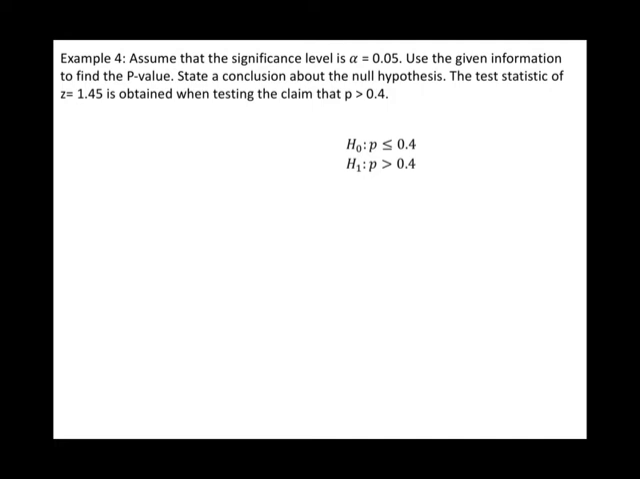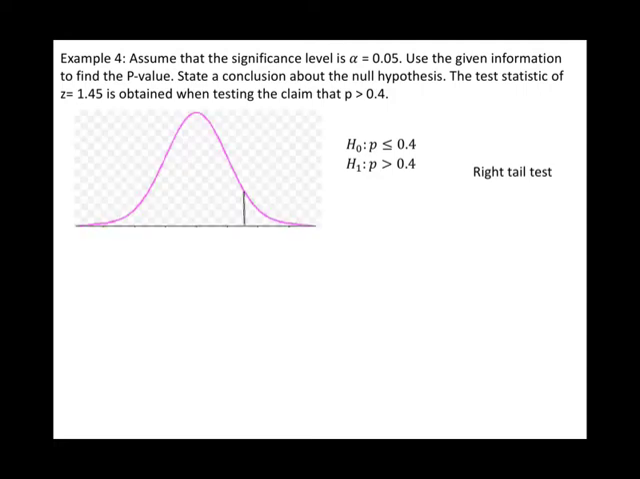Okay, left tail, right tail, or two tail? That will be a right tail test. Okay, right tail test. Now, we will have the picture with the right tail test. And then the test statistic is given, z equal to 1.45. So we assume it's about here, at 1.45.